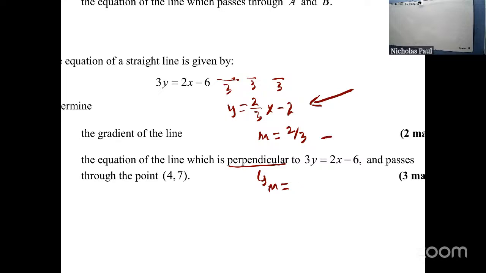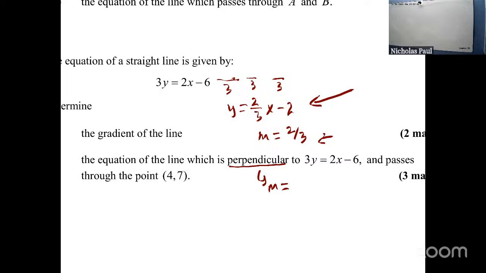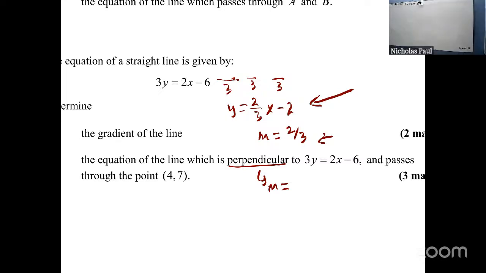The old gradient was 2/3. What would the new gradient of the perpendicular line be? m equal to minus 2 over 3. Minus 2 over 3? Remember, it's minus 1 over 2/3. So you will end up with minus 3 over 2. Okay, it's called the negative reciprocal. So you flip the gradient over and change the sign.